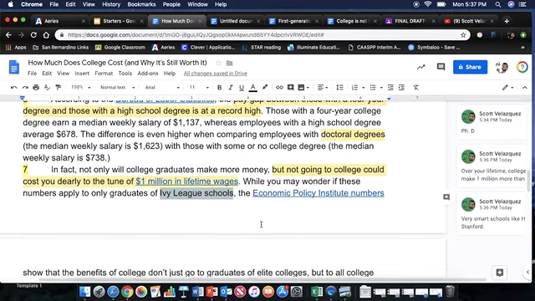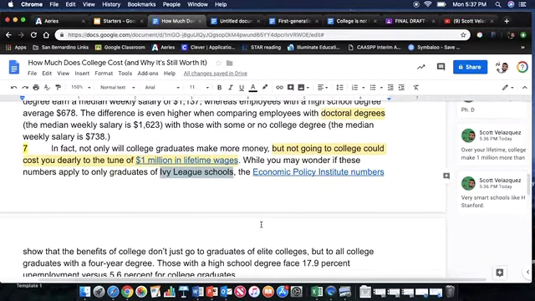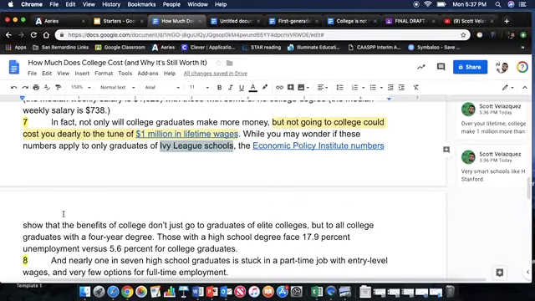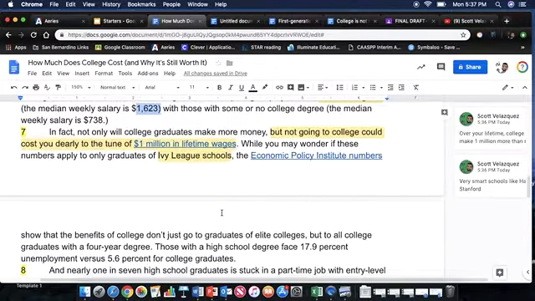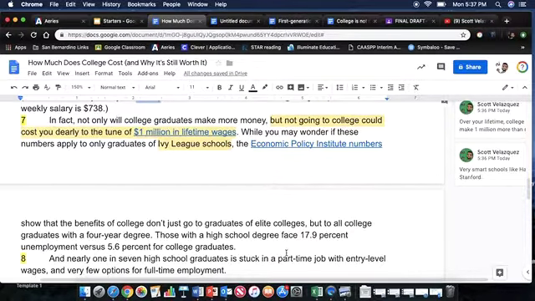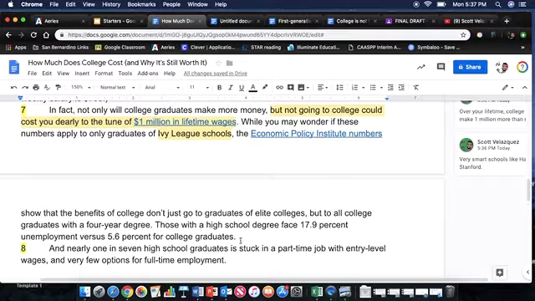So if those people go to those schools, let's see what it says about them. The Economic Policy Institute numbers show that the benefits of college don't just go to graduates of elite colleges, but to all college graduates with a 4-year degree. So what it's saying is it doesn't matter what college you go to, but if you go to college and you get a degree, you are going to make $1 million more over your lifetime, right? And at least double the weekly salary, like it said up here, of somebody who just went to high school. Okay? Those with high school degrees face 17.9% unemployment versus 5.6% of college graduates.